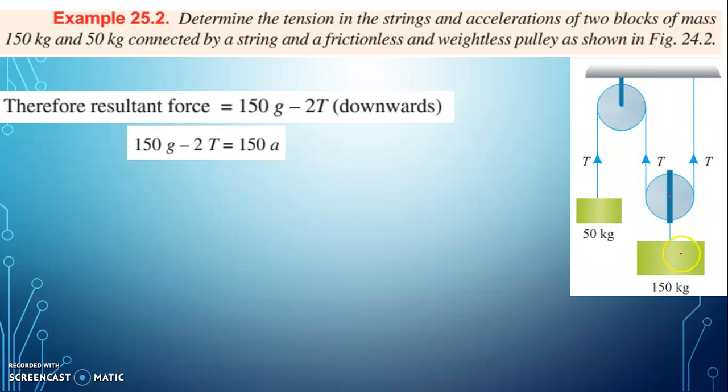So total 150 is going 1 meter downward means 50 will be going 2 meter upward. Similarly, the 150 is moving with the A acceleration, 50 will be moving with the 2A acceleration.